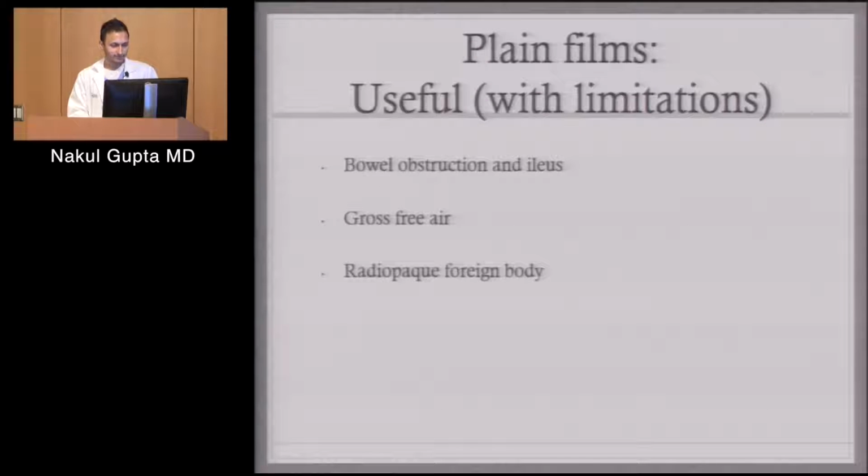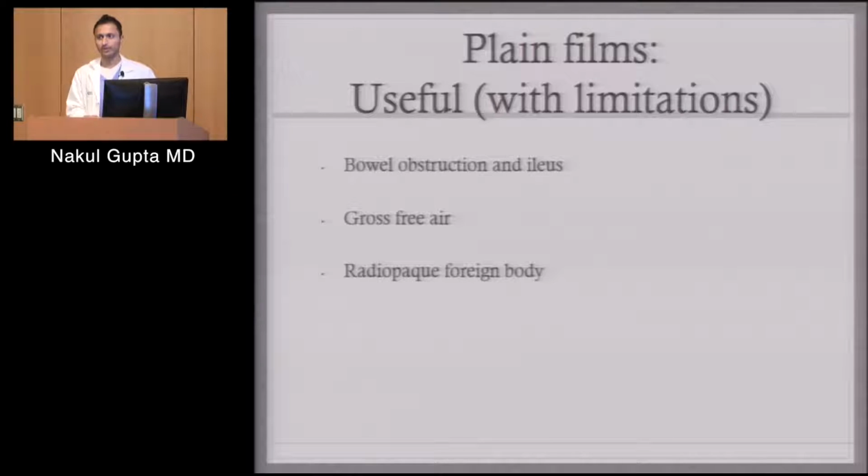All right. So what are some things that they're useful for? Well, it's useful in things like bowel obstruction or ileus. If you want to look for pneumoperitoneum, particularly large volume pneumoperitoneum or free air in the abdomen, the KUB or abdominal radiograph is useful. Or to look for radiographic foreign bodies.